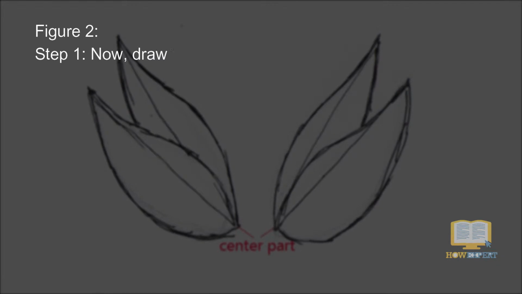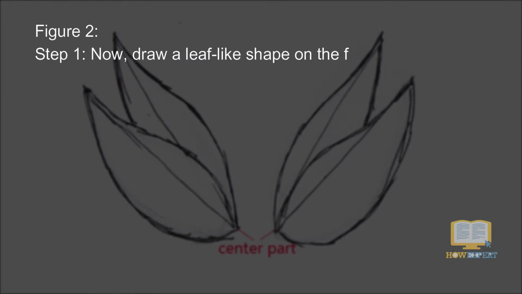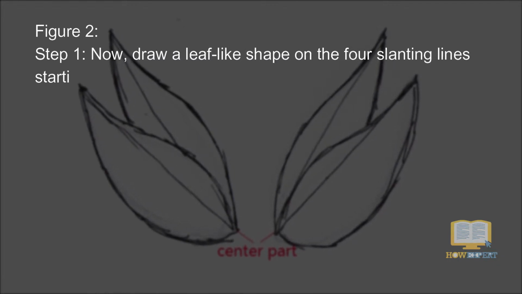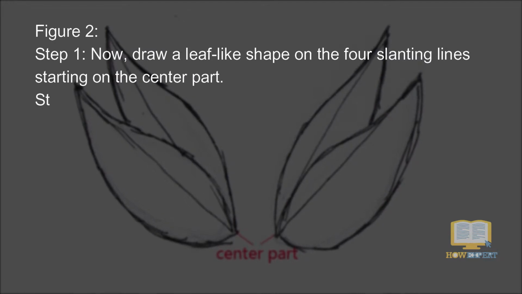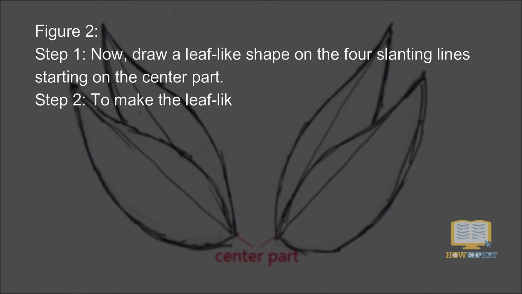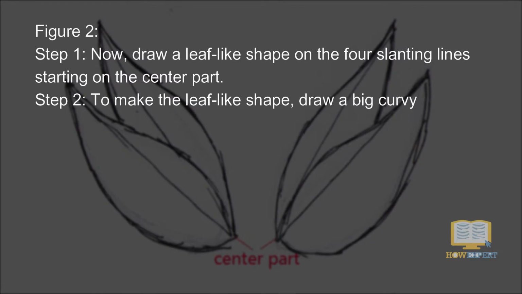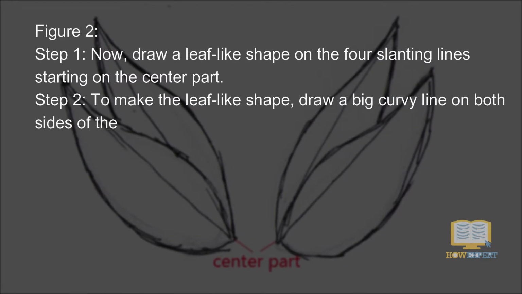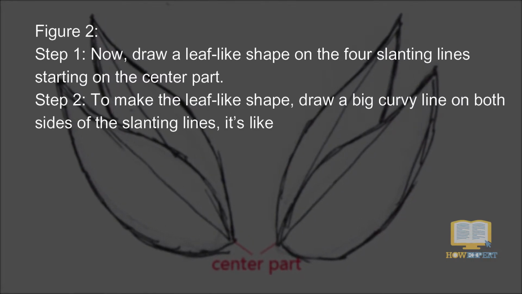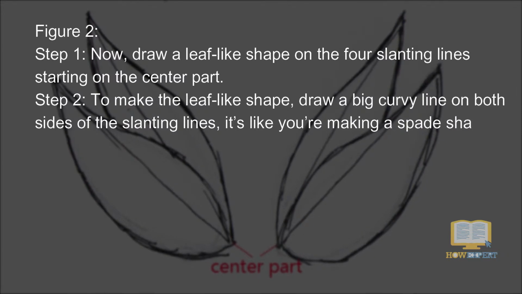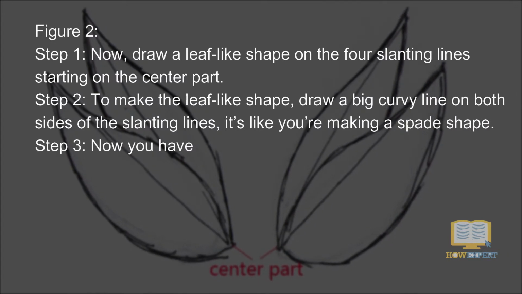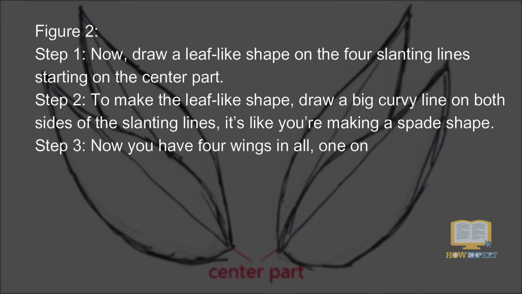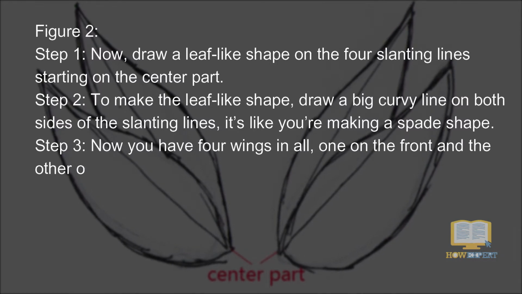Figure 2. Step 1. Now, draw a leaf-like shape on the 4 slanting lines starting on the center part. Step 2. To make the leaf-like shape, draw a big curvy line on both sides of the slanting lines. It's like you're making a spade shape. Step 3. Now you have 4 wings in all, one on the front and the other on the back.